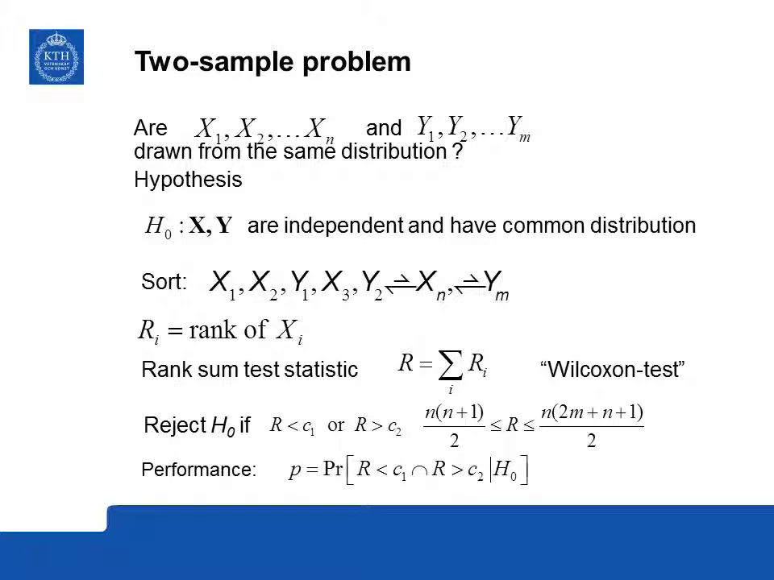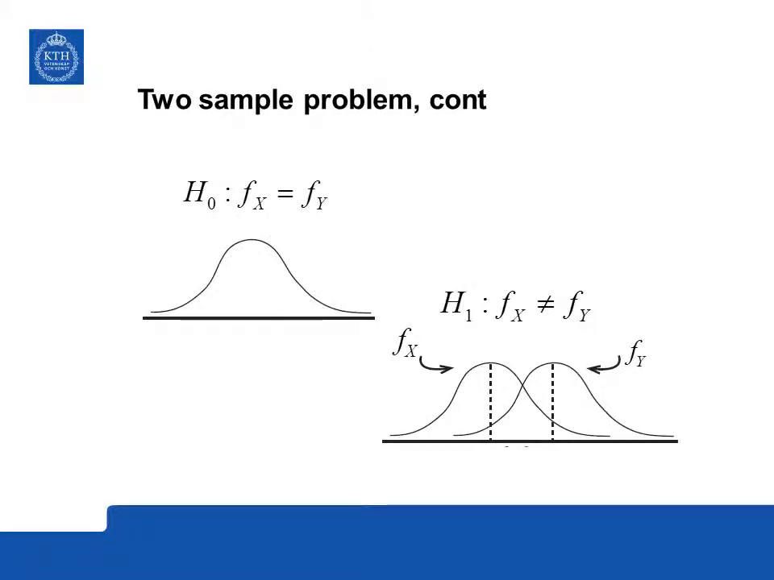The performance then is, of course, that we reject the hypothesis even though it's true. So if the rank sum falls outside these values C1 and C2, we will reject the hypothesis. Another way of seeing this is that we want to test whether both variables x and y have the same distributions, or overlapping distributions, or if there is a discrepancy between the two distributions in the right-hand example.